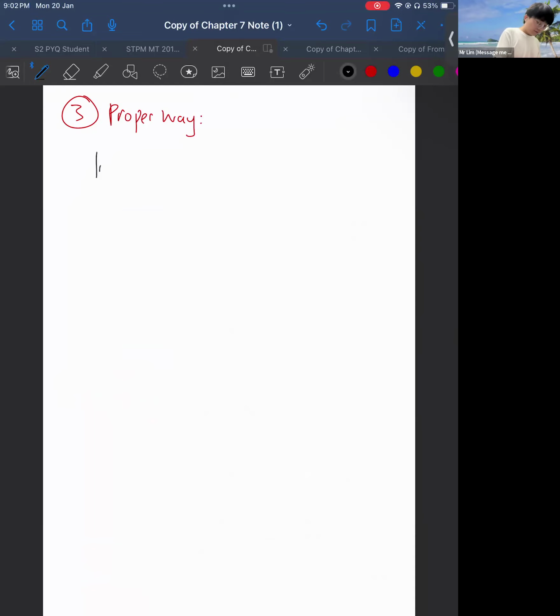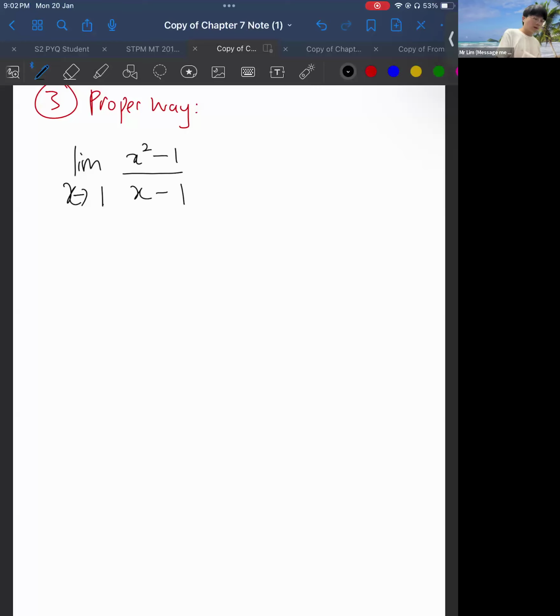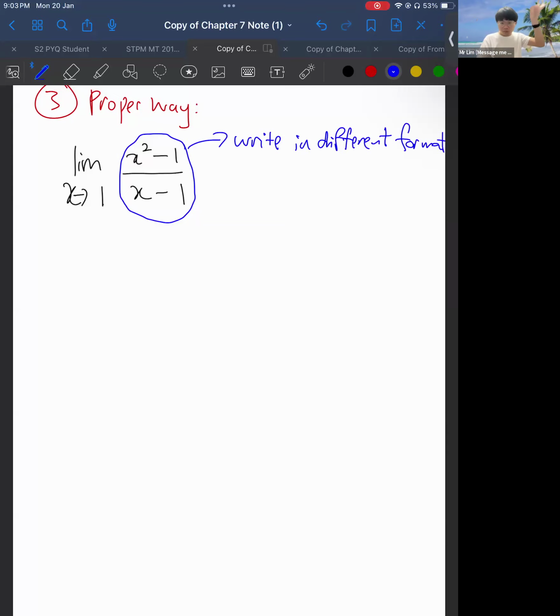So in your exam, if I give you a limit, first you have to rewrite everything. Limit as x approaches 1 of (x squared minus 1) over (x minus 1). Now, if you substitute, you get 0 over 0, correct? So you cannot do it directly. What you need to do is make this function in a different form, so that when you substitute x equals 1, it is okay. To avoid 0 over 0.